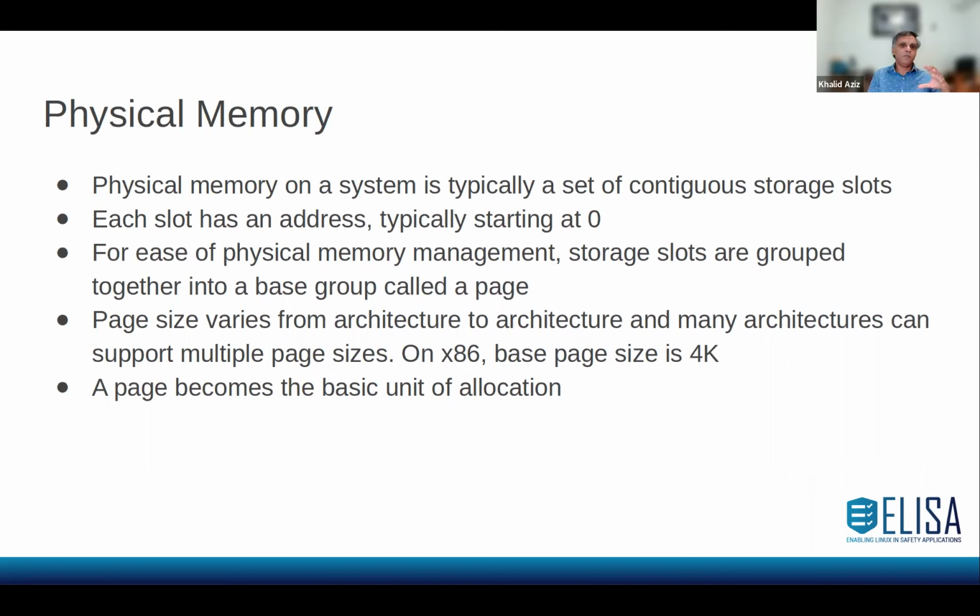So for the sake of making it a little easier for us to manage the physical memory, what we do is we take a certain number of storage slots and group them into a base group. And that base group is a physical page. So this physical page size is, of course, not fixed. It varies from architecture to architecture. And some architectures can even support multiple page sizes. So if we look at, say, x86-64, a base page size is 4 kilobytes, but you can have a 2 megabyte page and a gigabyte page as well. But we typically in the Linux kernel work with a base page size of 4K.